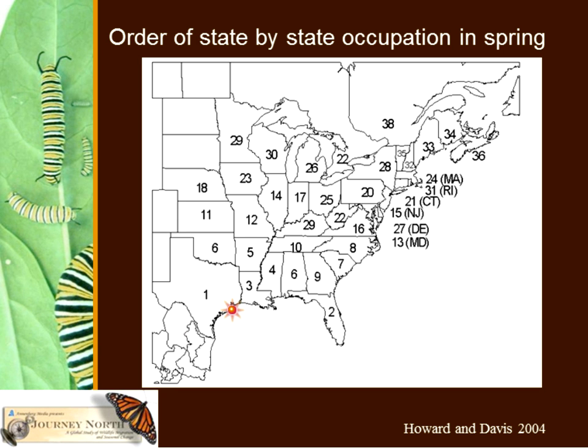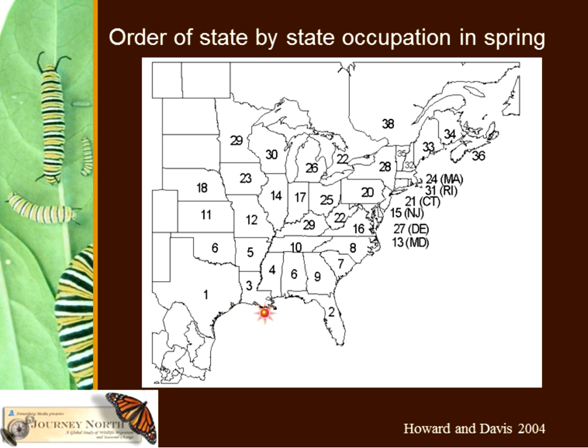But what I think is interesting is that the second state is actually not a state that touches Texas. It's Florida, and then Louisiana. And I think there are some interesting variables at play here. What I think is probably happening is that monarchs are being spotted in Florida first because there are more people living in Florida or more people in tune with monarchs in Florida.